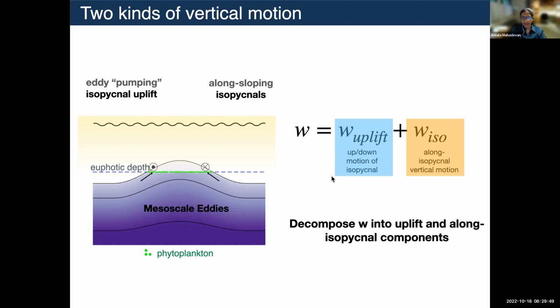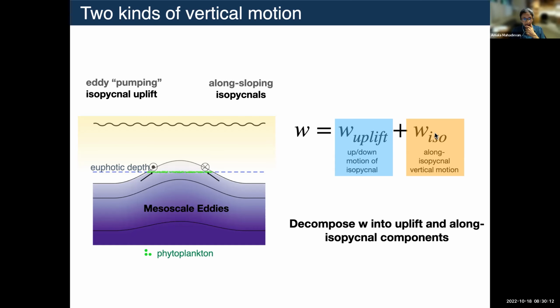One is the up and down motion of the isopycnal, which I'm calling W uplift. And the other is the vertical velocity that's along sloping isopycnals, the vertical component of that, which I'm going to call W iso. And the reason to do this is because we wanted to see whether there's some difference in this when you intensify fronts, for example, is one larger than the other, okay?